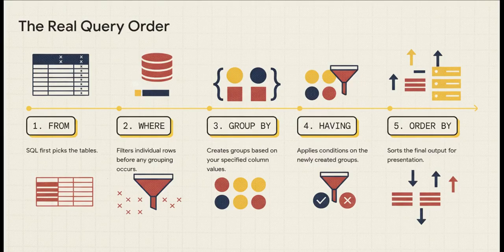Just look at this order. It starts with FROM, picking the tables, then it applies the WHERE clause to filter out individual rows. Only after that does it do the GROUP BY. Then comes HAVING to filter the groups, and way at the end, it sorts the final output with ORDER BY. You see? The filtering with WHERE happens way before the final sorting.